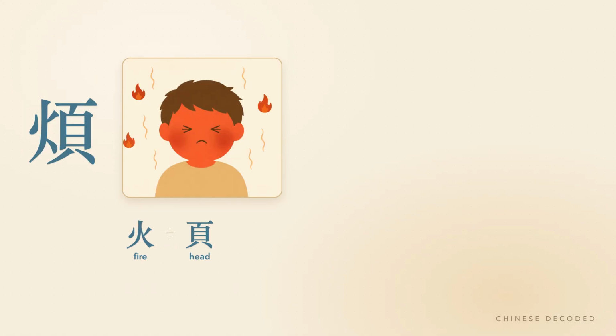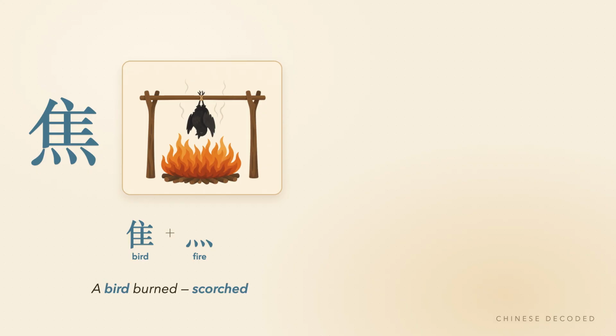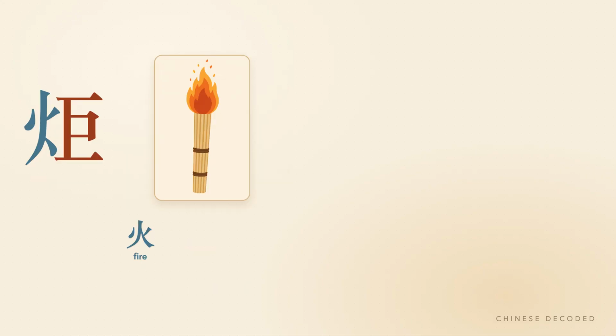Fire plus a head burning up. Vexed, annoyed, irritated. A bird over the fire, a bird burned, scorched. Today it also means anxious, the scorched mind. Fire plus the concept to hold, fire held in its place, a torch.